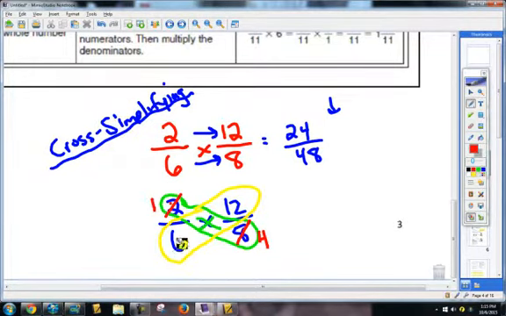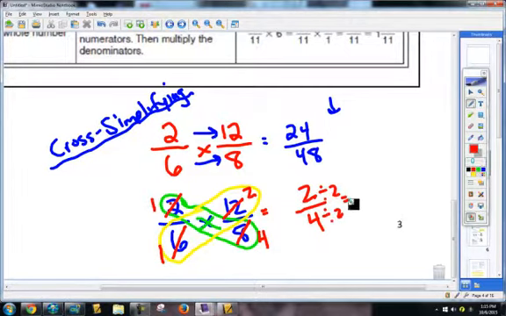So I'm going to divide both of these by 6, and I'm going to get 1 here. 6 divided by 6 is 1. 12 divided by 6 is 2. Now I have a nice small number. I can just do 1 times 2 is 2. 1 times 4 is 4. And then simplify from there, which it's pretty easy to see that both of those have a factor of 2. So that's going to be 1/2.